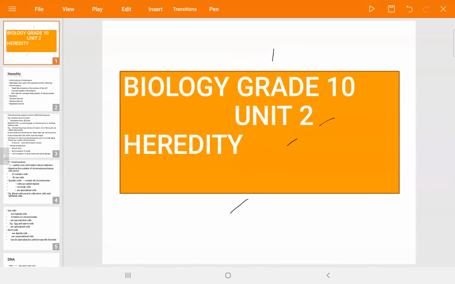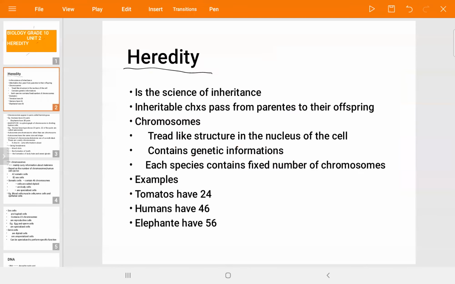Let us see chromosomes. What's chromosomes for you? Chromosomes are thread-like structures that are found in the nucleus of the cell. They are thread-like structures and they are found in the nucleus of the cell, in both plant and animal cells, not bacterial cells, okay?